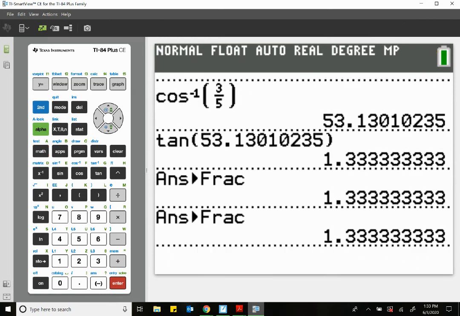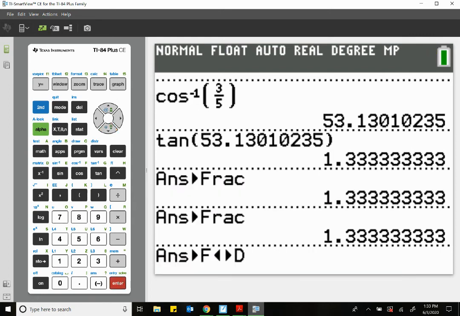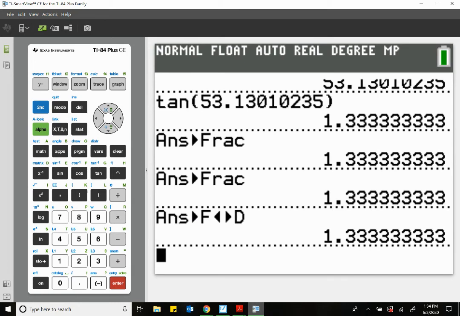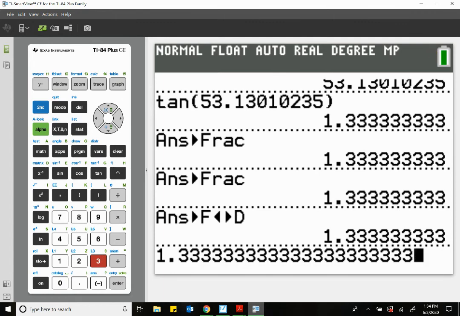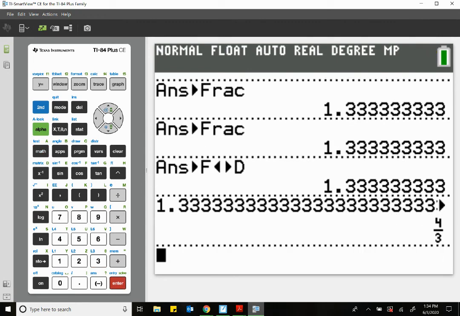Should work now. I don't know why that's not turning into the fraction. So let's hit alpha y equals. Let's go down to number 4. Weird. Well, anyway, 1.3 repeating, if we just write out a bunch of 3's and then hit math, enter, there it is, 4/3. So sometimes you can use your calculator to help you out a little bit.